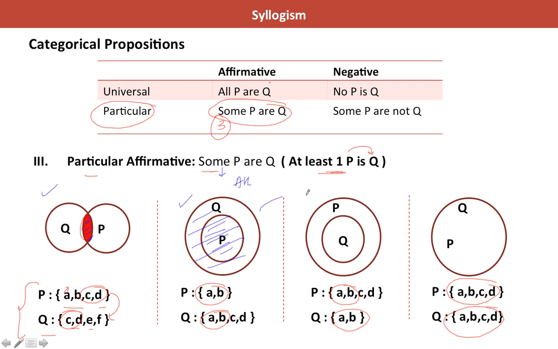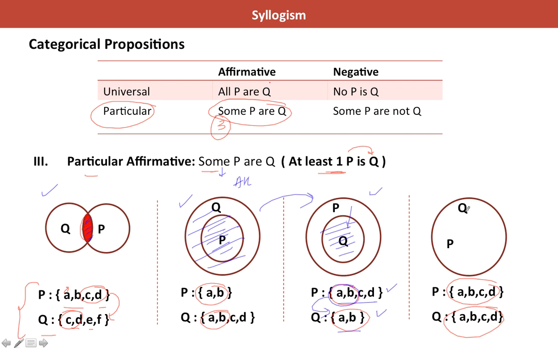Similarly, I draw the opposite circle. Now here, in this Q part, the P is also there. So here also some P are Q is valid. Now P is the bigger set here and Q is the smaller set. If I look at these sets here, P has 4 elements and Q has only 2 elements. But still, there are some P which exist in Q. So this is also a correct formation.